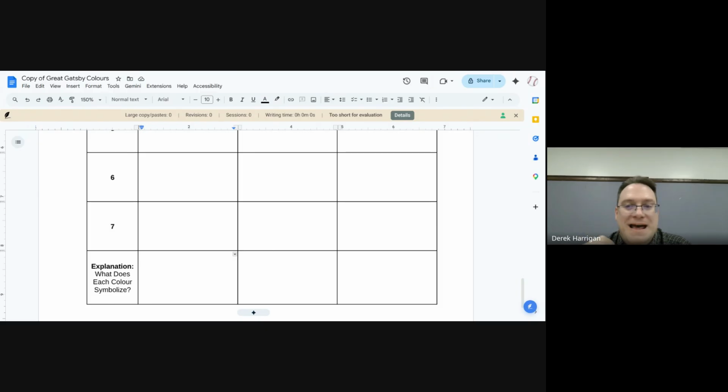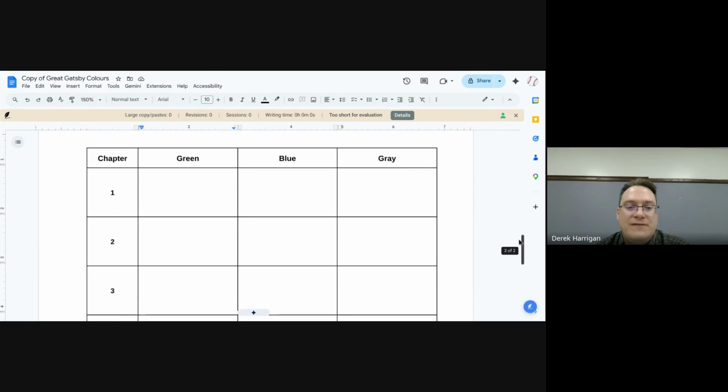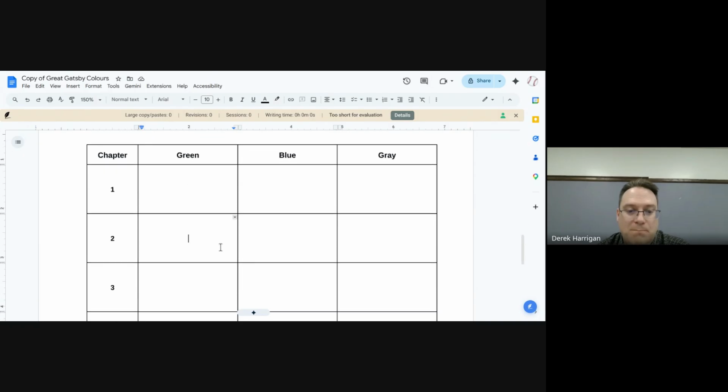Like, why is that green light a green light? Why is Gatsby's car yellow, right? So when you go through everything that's yellow, everything that's green, etc., hopefully a pattern emerges and you have a good guess at what you think each color represents. Okay. Remember, you don't have to fill in every single box. Like maybe in chapter 2, there's nothing that's green, and that's fine, right? But you should have many of these boxes filled in.